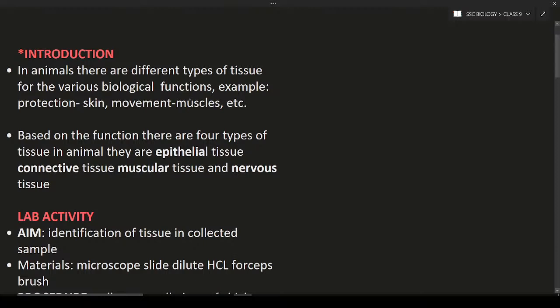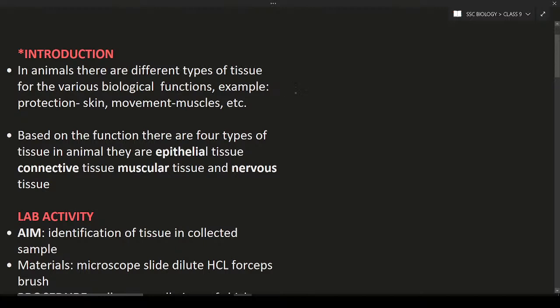Hello students, welcome to the new lecture. In this lecture we are going to discuss the introduction of the plant tissue chapter. In the previous class we completed plant tissue. Now we are going to discuss animal tissue. Animal tissue means the tissue which is present in the animal body.